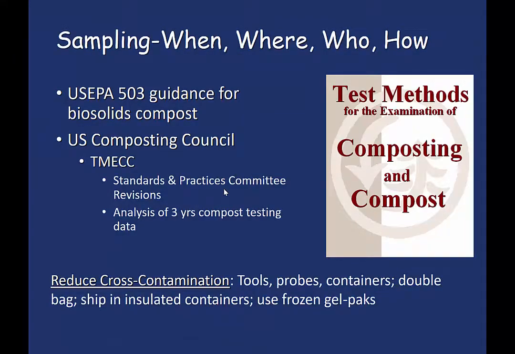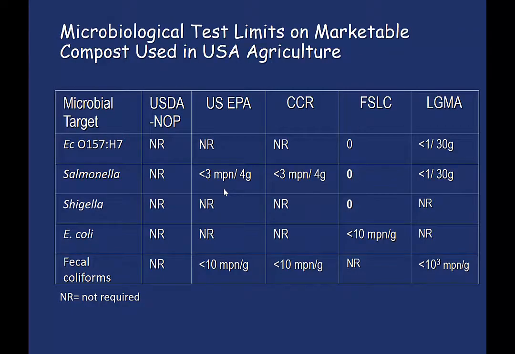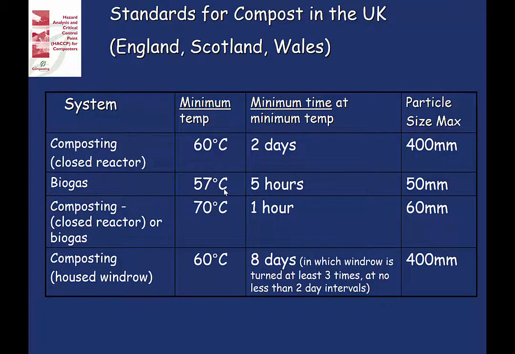So again, the who, what, and where of everything in terms of sampling, that's going to be your EPA 503 guideline for biosolids compost. The U.S. Composting Council has all the information that you need in terms of testing and what you need to do. But again, a lot of it has to do with reducing cross-contamination from probes, tools, containers, shipping, and whatnot. So this is just the microbial limits for compost used in EPA agriculture. Some is required for you to test, some of it is optional for you to test.